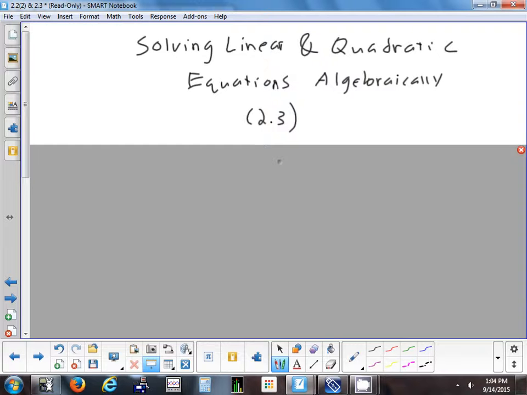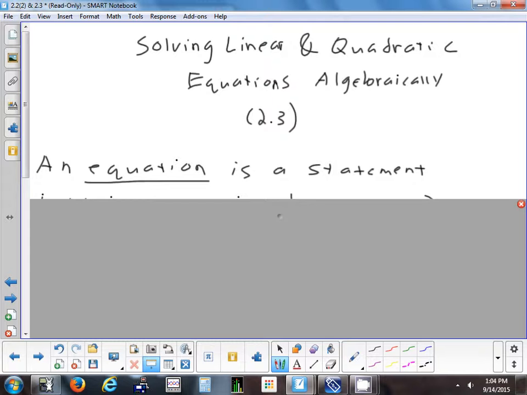2.3. So in 2.3, we're going to solve different kinds of equations. We'll look at linear equations, under that we'll look at absolute value as well, and then we'll finish up with quadratics. If we have time, I'm going to show you where the quadratic formula comes from. I'm sure a lot of you have it memorized, but I bet a lot of you haven't seen where it comes from, all the A's, B's, and C's. So we'll see how much time we have.